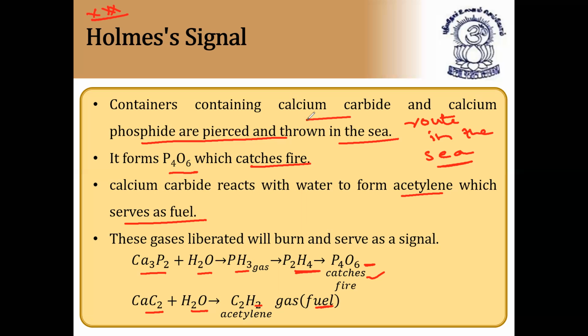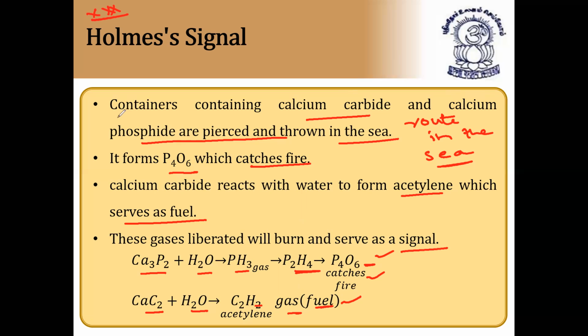So calcium carbide and calcium phosphide. Phosphide will give you P4O6 which catches fire, and calcium carbide will give you acetylene gas which is used as fuel. So that fire will be added with this fuel, so that what happens, it gives a bright signal. So that signal is used to know the route in the sea. I hope it is clear. So this is called Holmes signal.